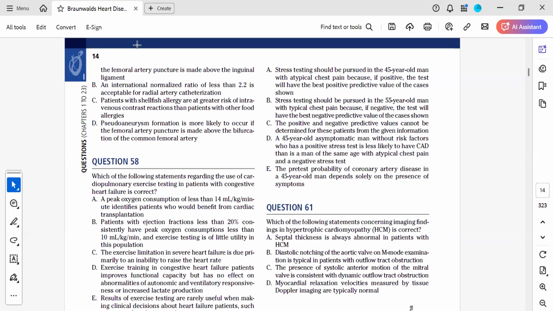Then D. Pseudoaneurysm formation is more likely to occur if the femoral artery puncture is made above the bifurcation of the common femoral artery. This is false, as we've mentioned earlier. So that's for question 57. If there are comments and questions, you can take them at this point. In the absence of any, I'll move to question 58.